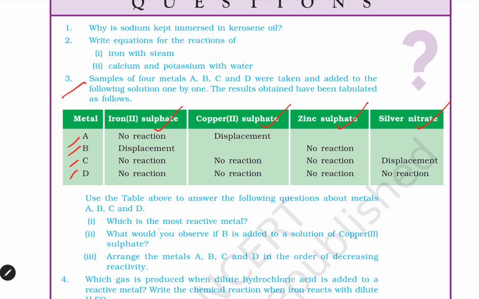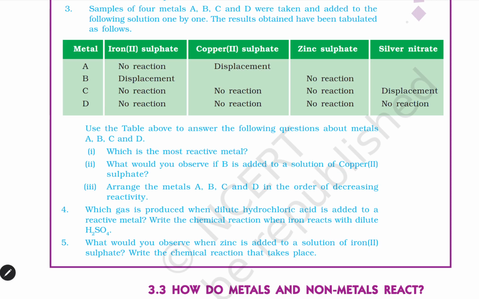So which is the most reactive metal? So what will be your answer? Which is the most reactive metal? So if you observe, metal B is the most reactive because it displaces both iron and copper. You can see that. So it is displacing both iron and copper. So it is the most reactive metal.